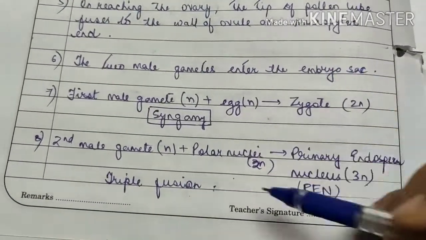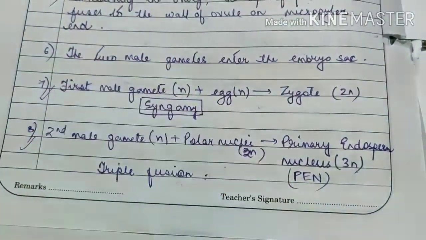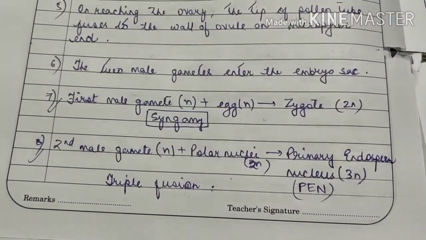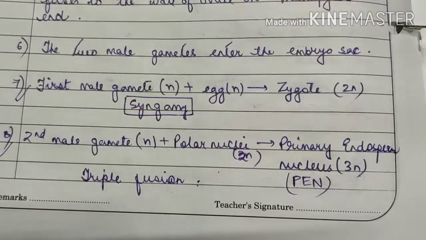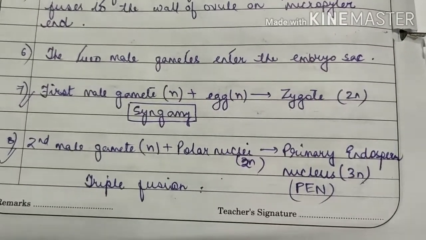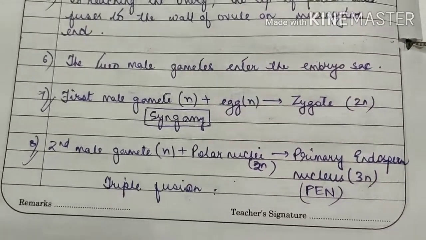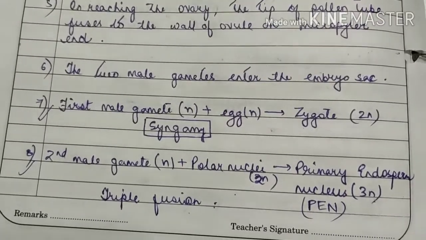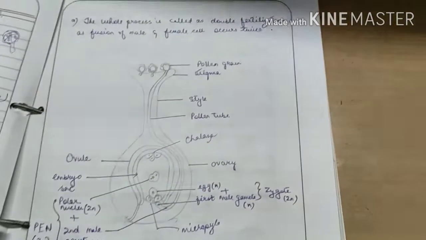And now here you can see the fusion is taking place twice. This is one fusion, this is another fusion. So as in the process of sexual reproduction in flowering plants, the fusion of male and female cells occurs twice. We call the whole fertilization process double fertilization. The whole double process of fertilization is known as double fertilization.